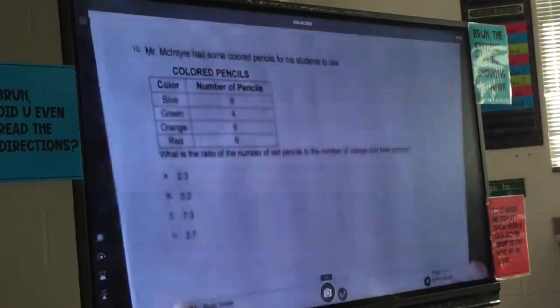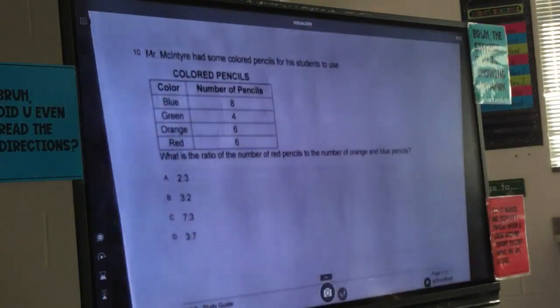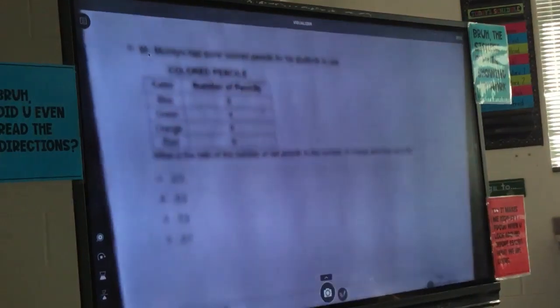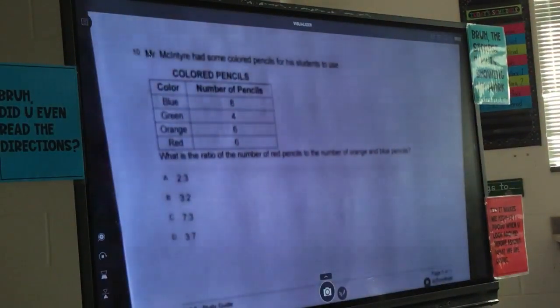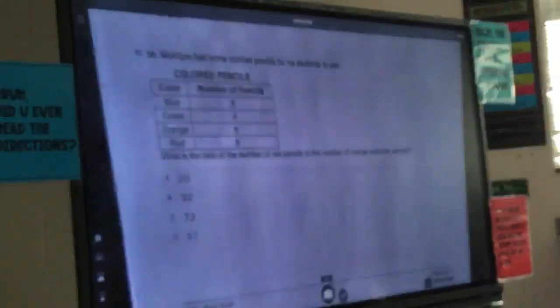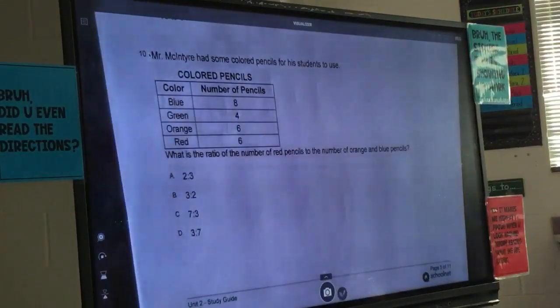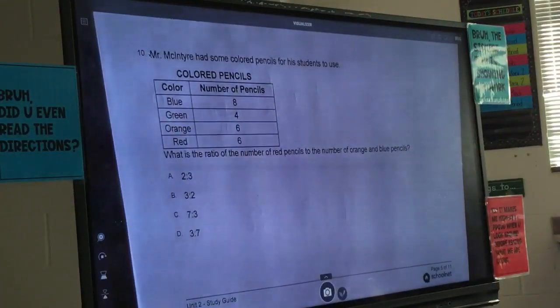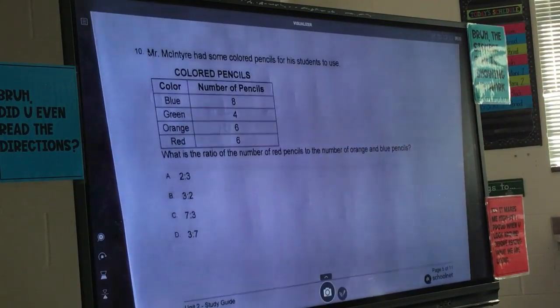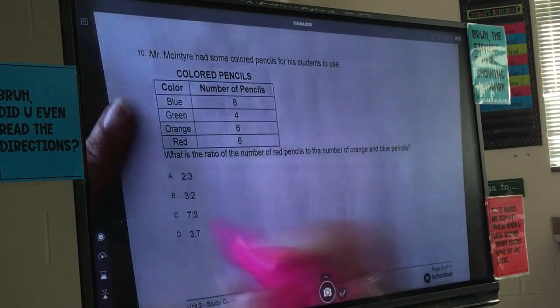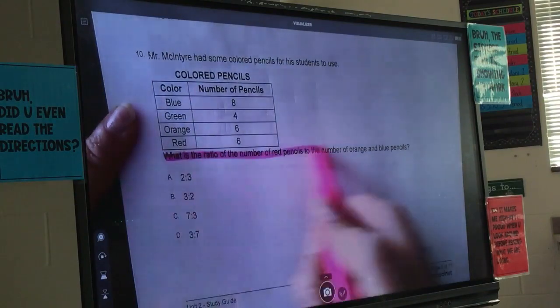All right, let's go to number 10. It says Mr. McIntyre had some colored pencils for his students to use. So you have your table of blue, green, orange, and red. It says what is the ratio of the number of red pencils to the number of orange and blue pencils?